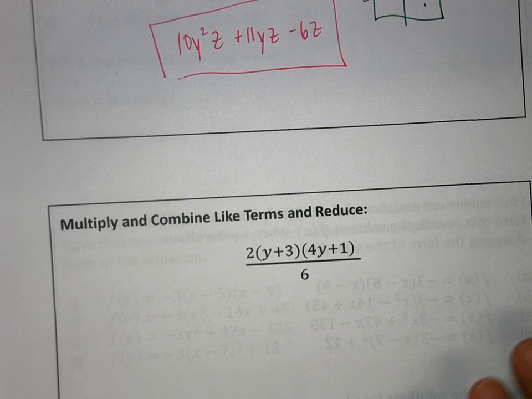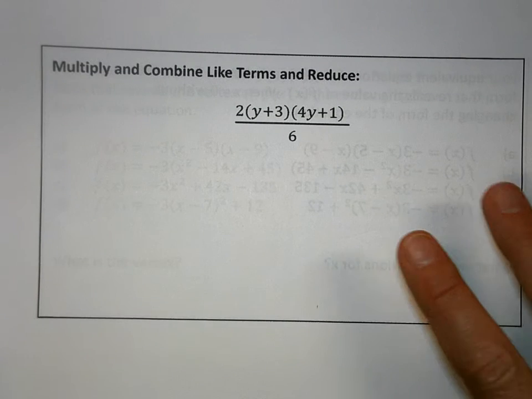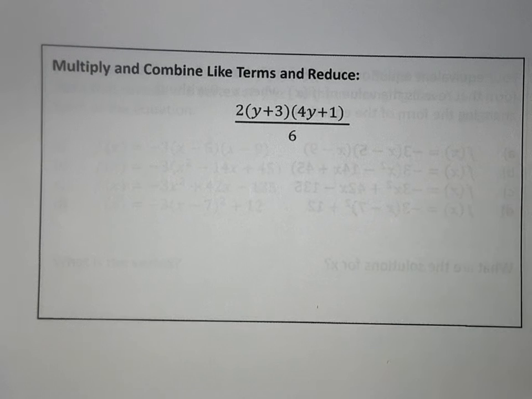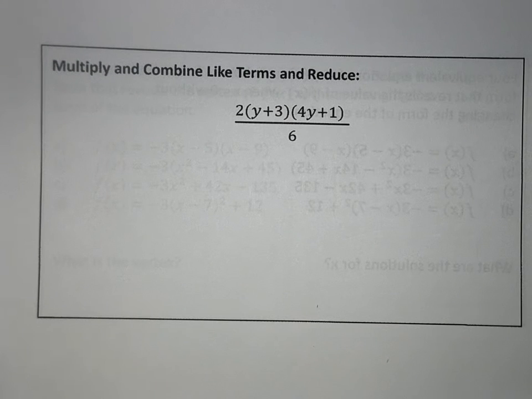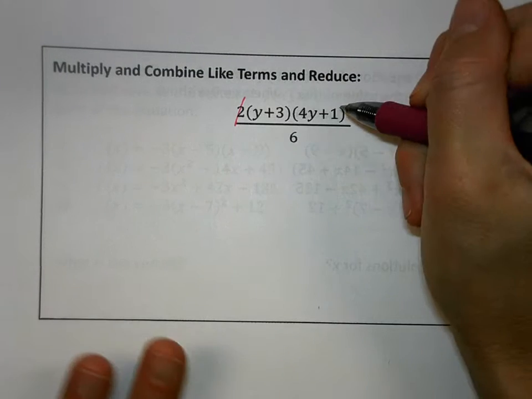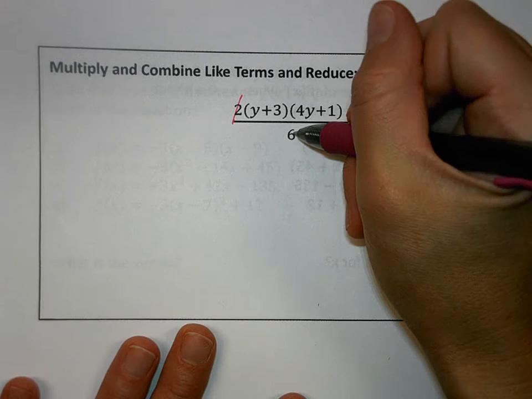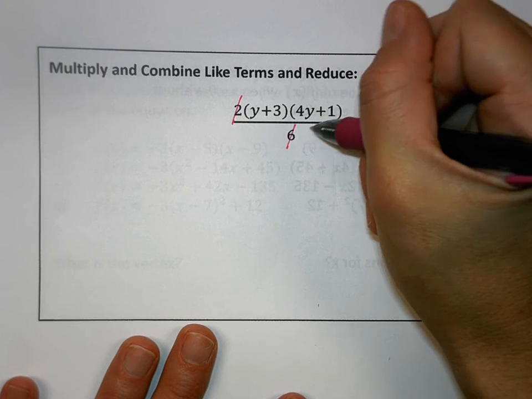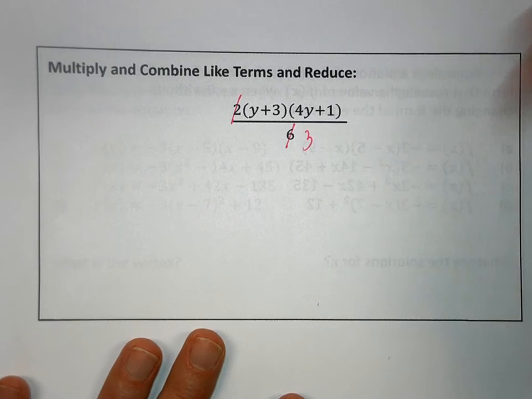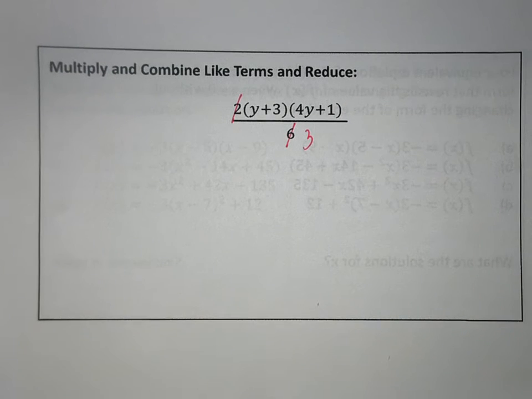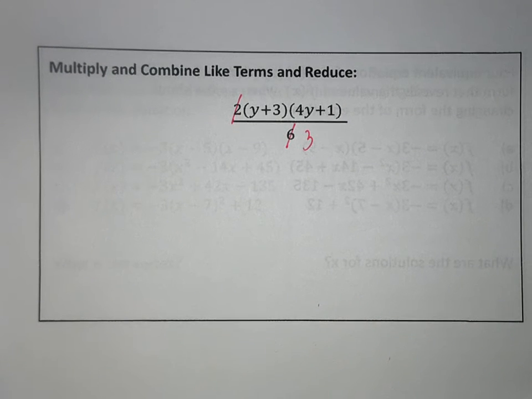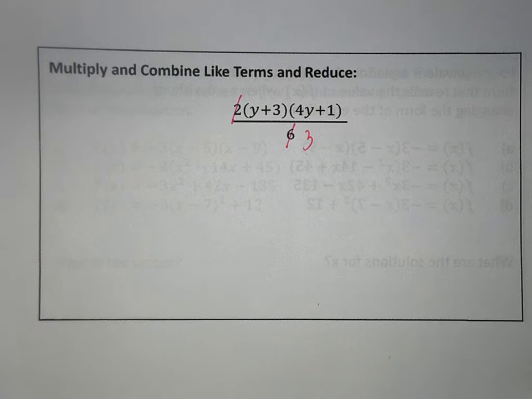Okay, so multiply and combine like terms and reduce. Before you start here, do you notice any way we could reduce this? Yeah, 2 can go into 6, right? And so 2 would cancel out and 6 would become a 3. And since they want us to multiply, we're going to go ahead and distribute and multiply this all out. Okay, so this is just like distributing on this last problem or using your area model. So I'm going to give you a minute to multiply that one out.